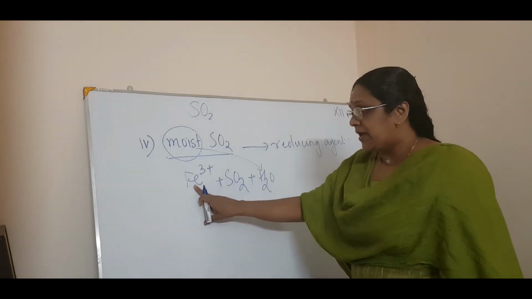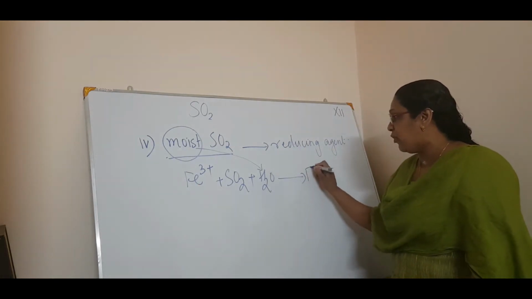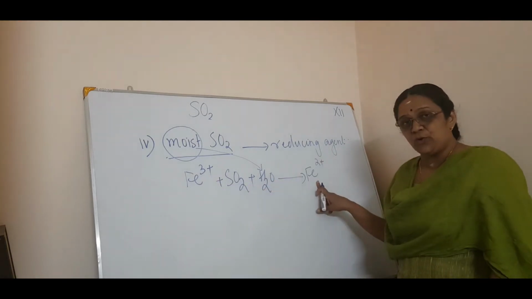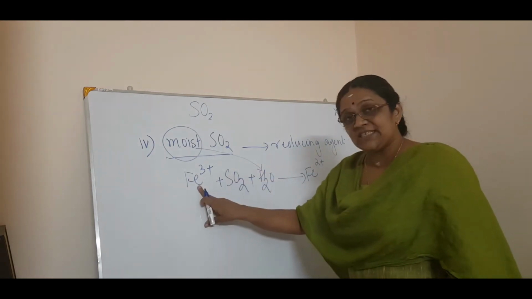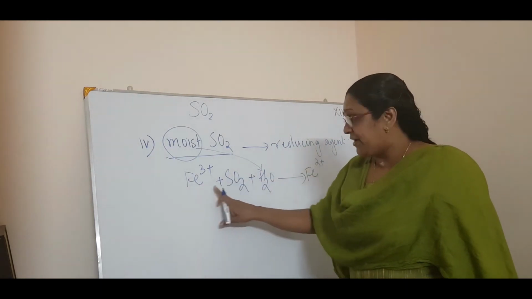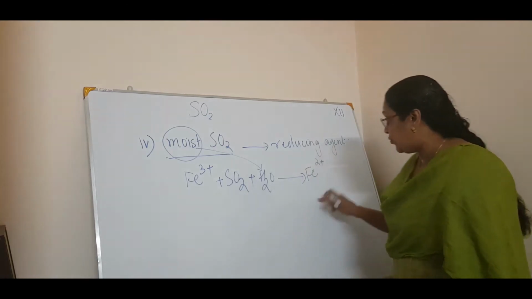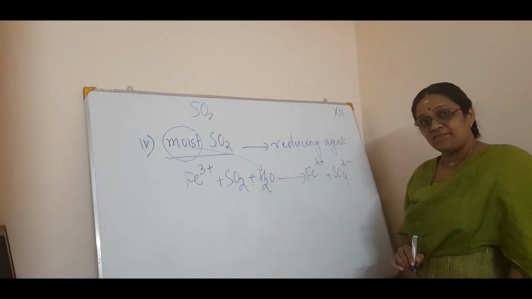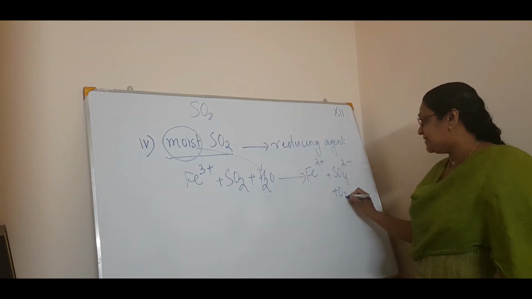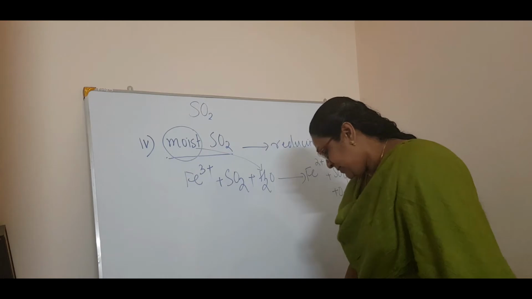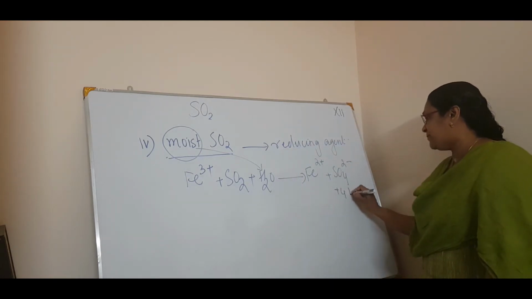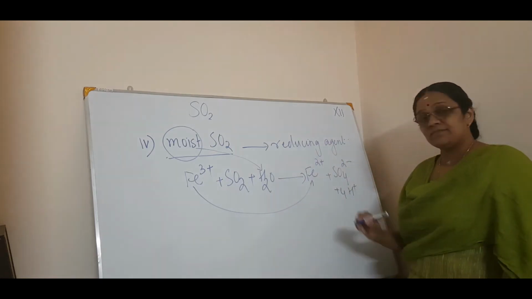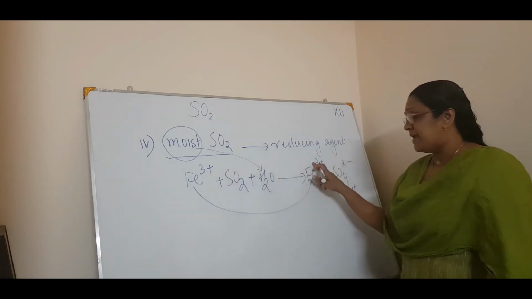So reduction means what? Reduction means gaining of electrons. So it will form Fe2 plus. See, Fe3 plus gets reduced to Fe2 plus. Now if it is a reducing agent, it reduces this sulfur dioxide to what? To sulfate ions, SO4 2 minus. Correct. And oxygen is there. Am I right? Sorry, hydrogen. So plus 4H plus. See? That means this is reduced. That is plus 3 to plus 2.